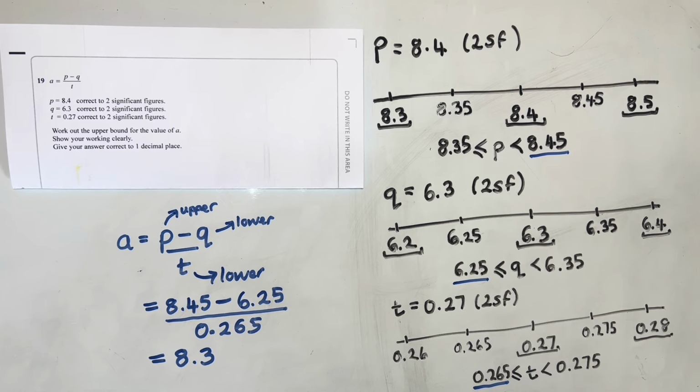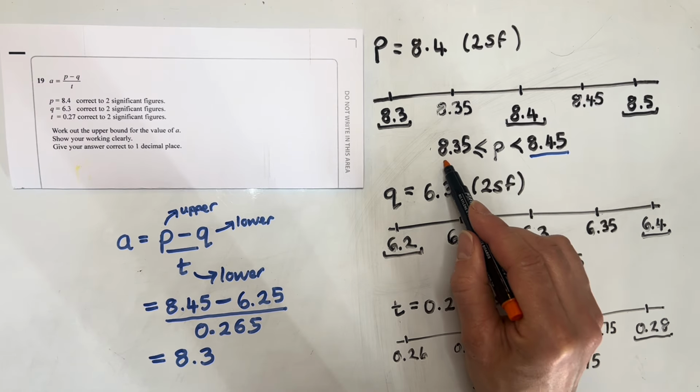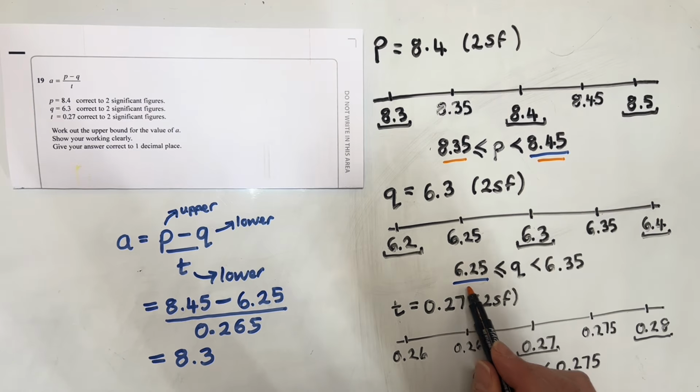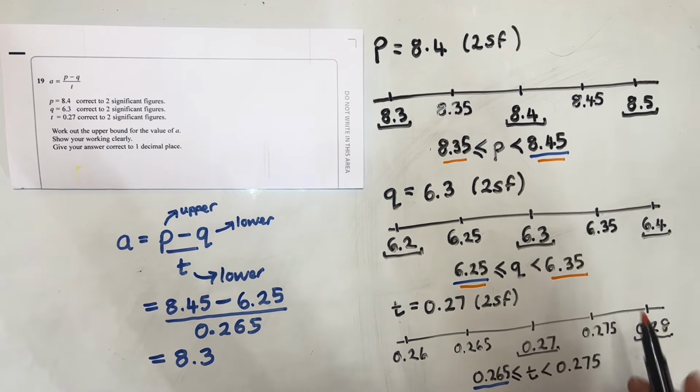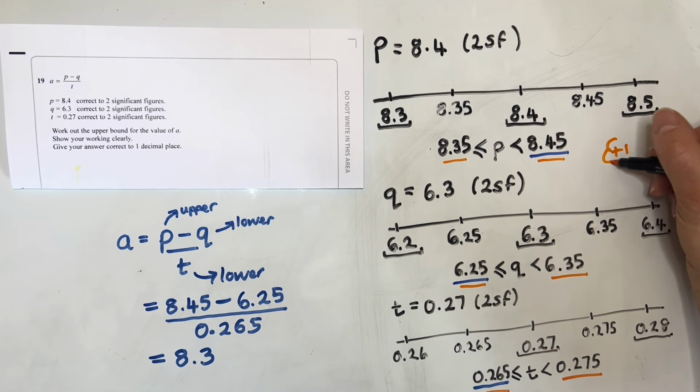If you got the answer of 8.3, you'd get your 3 marks. Otherwise, there's marks available for your working. There's 1 mark available for any of the bounds. So if you get 8.35, 8.45, 6.25, 6.35, 0.265 or 0.275, they will award you 1 mark.